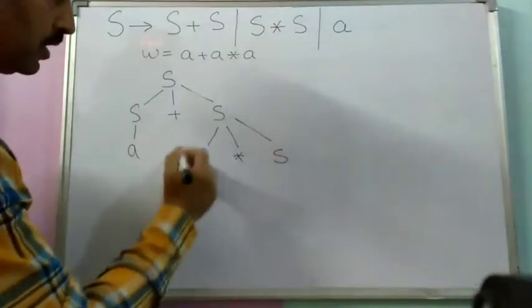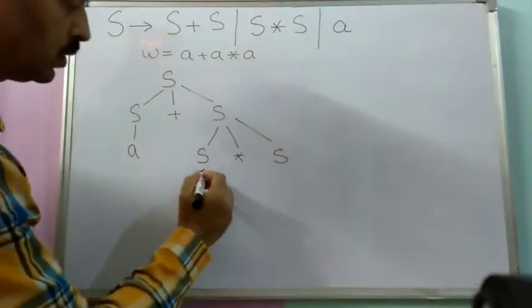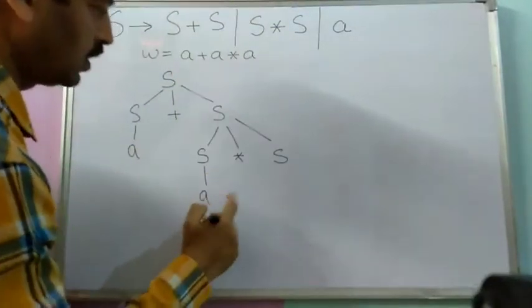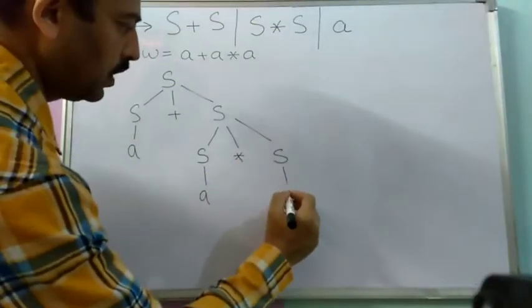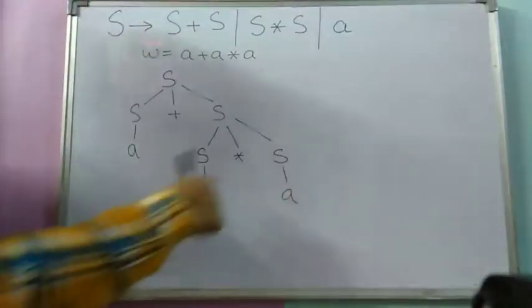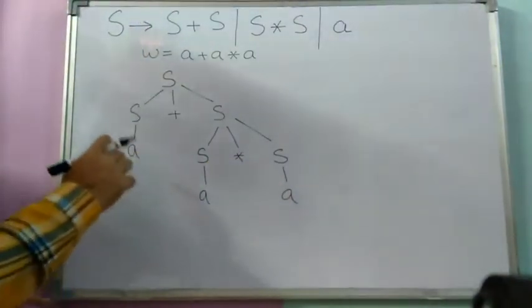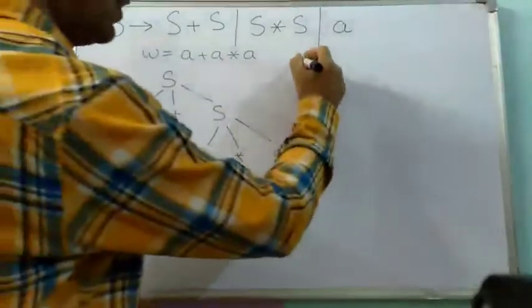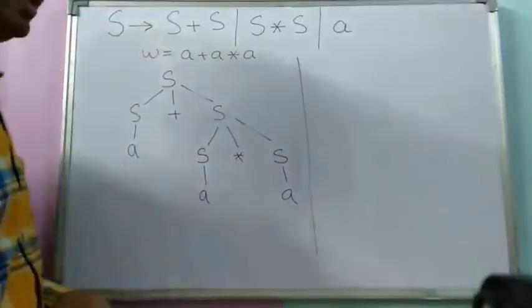Okay. Now among the available variables, the leftmost one is this one. So this I will be using S to A. Now this is the only available variable, S to A. Then we'll do it. So we have derived this word A plus A asterisk A. Now how can we generate it in the second manner?